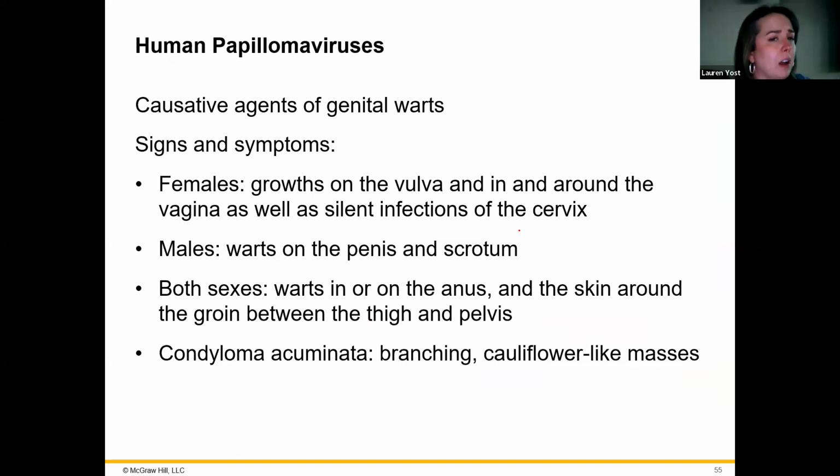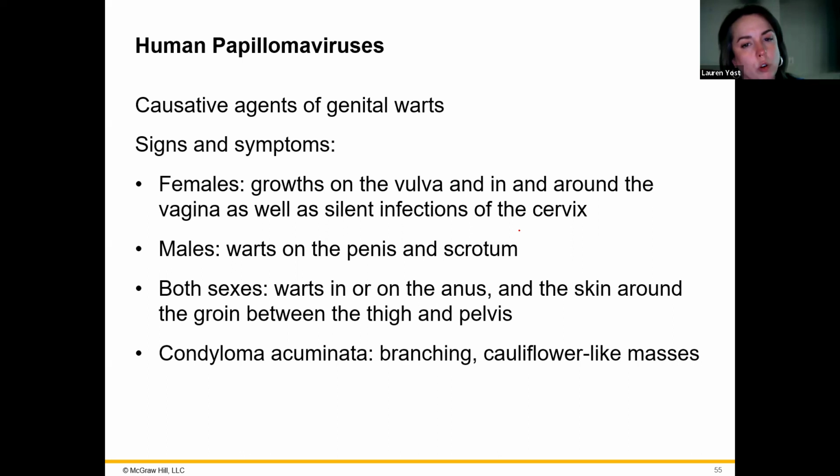Next, we have human papillomaviruses. So we can talk about it in two different ways. We can talk about cervical cancer, or we can talk about warts, right? We talked about warts already on skin and other parts of our body, but you can also get sexually transmitted genital warts.